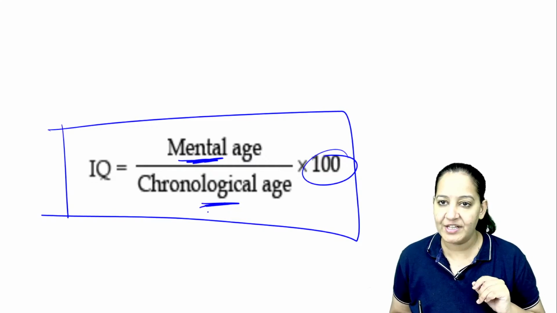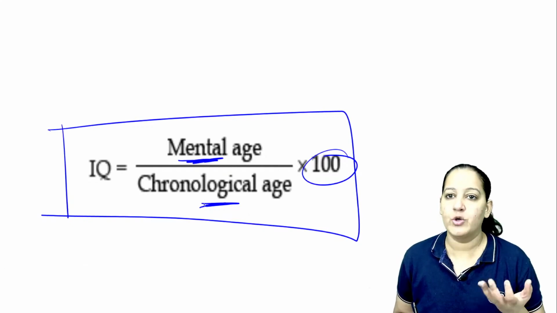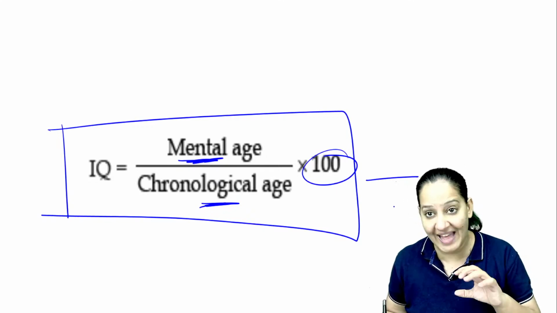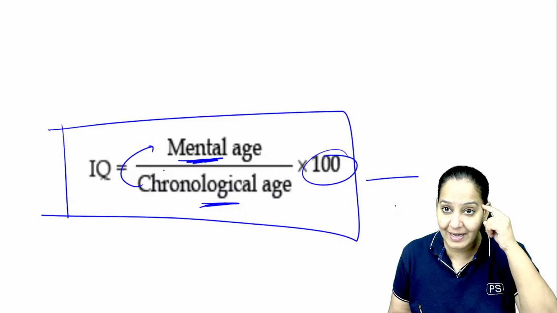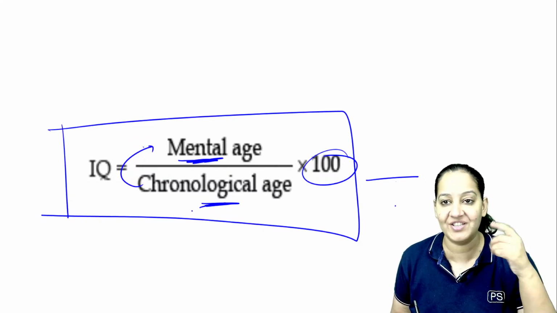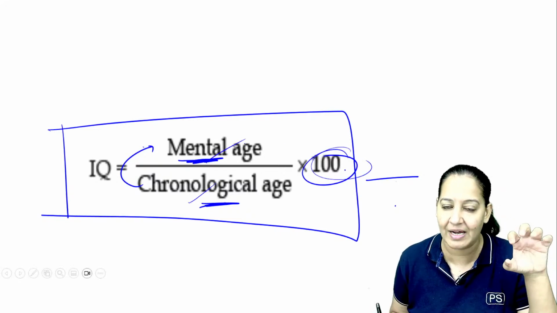What is your chronological age? Your actual age. How many years old you are? You're 20 years, 21 years, 25 years, 30 years, whatever. Your chronological age is your actual age. It is not necessary that your mental age corresponds with that. Maybe your mental age is equal to your chronological age. It's good, both will cancel. Your IQ is 100%. That is normal. Most of the people have that.